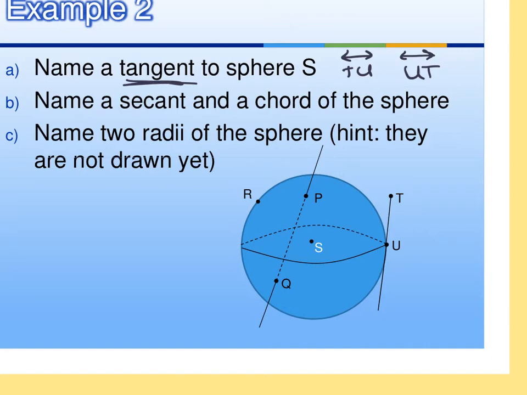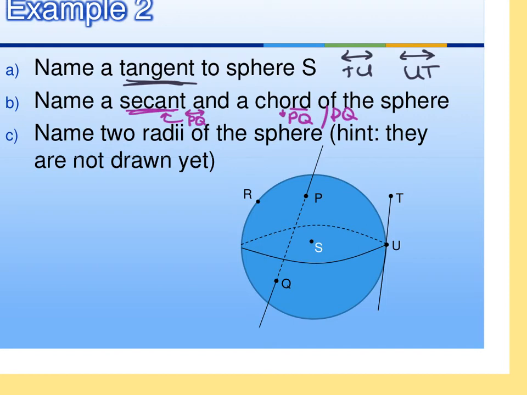B says name a secant and a chord of the sphere. So what's the secant of the sphere? Good. Line PQ or QP, but it has to be a line. What's the chord of the sphere? What's the difference between the secant and the chord? Does a chord go outside the circle? No, so the chord stops, right? Which means I can go from P to Q, but it's a segment. Which means you can have the bar over it, but you don't need it, right? A segment could also just be PQ. You don't need the bar over it.